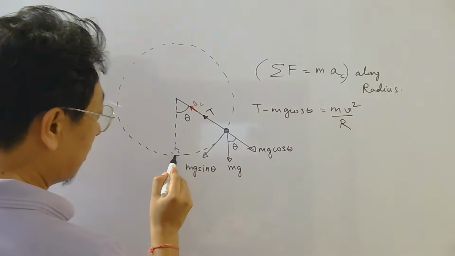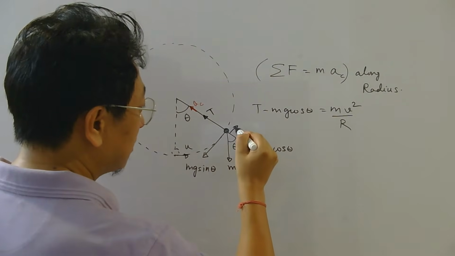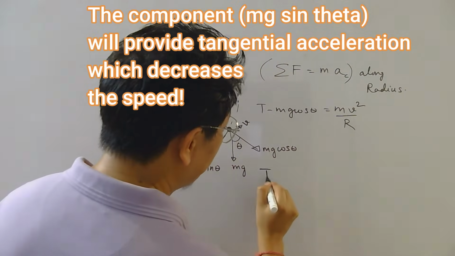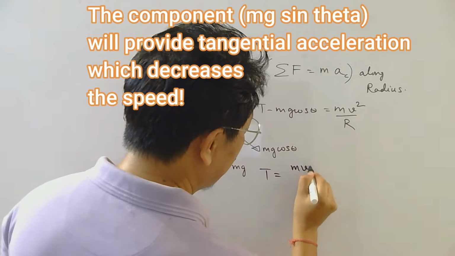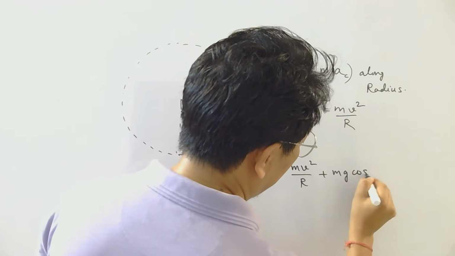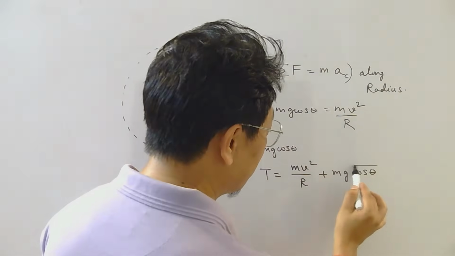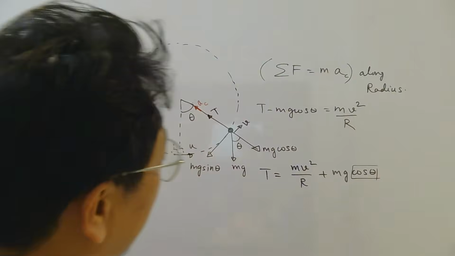V, remember, not u; the velocity u we used earlier. So here the velocity is, let's say, v. So from here tension becomes equal to mv square by r plus mg cos theta. Now very interesting, you have to note here that there is cos theta in this formula for tension.